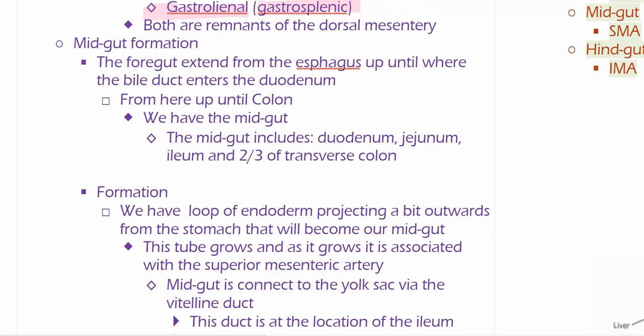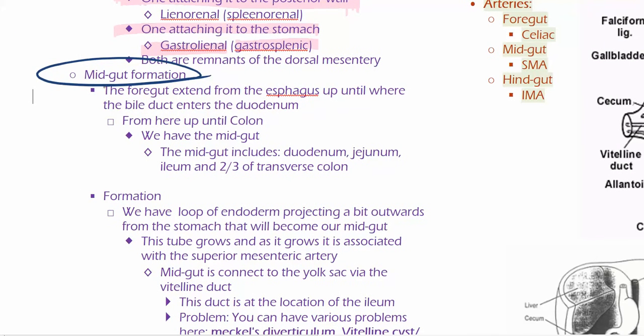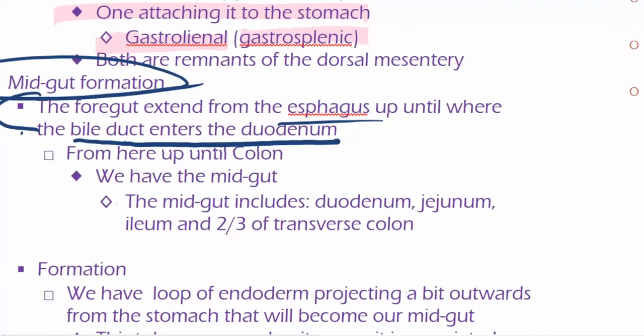All right, so that's for the foregut. Midgut is not that complex. So we already know the extension of the foregut, right? Extending from the esophagus up to where the bile duct enters the duodenum.